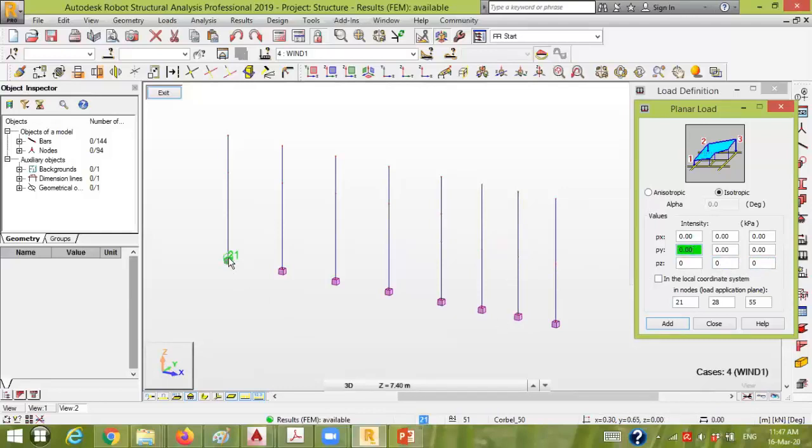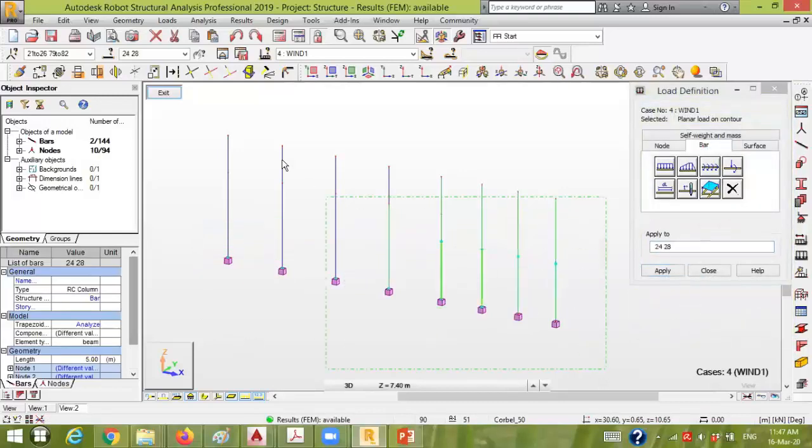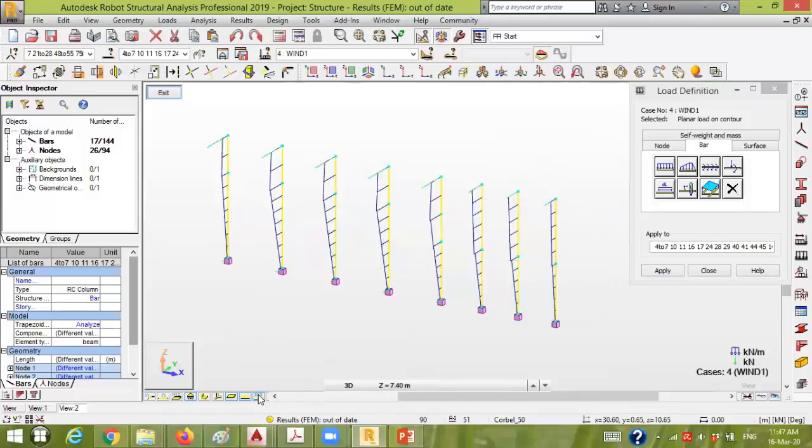So triangular, starting from 0 at node 21, 0 at node 28, and full load at the top at node 55. We have here at 55 a value of 1 along plus y. So this will be the triangular planar load applied to all these elements. This is my triangular planar load applied to the windward facade corresponding to a wind pressure of 1 kilopascal.